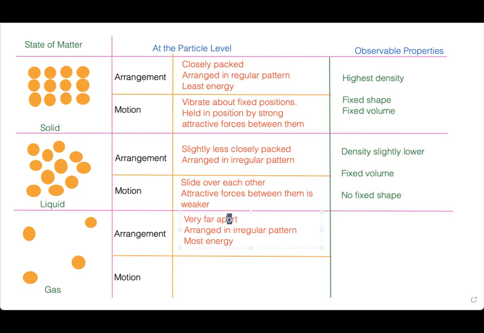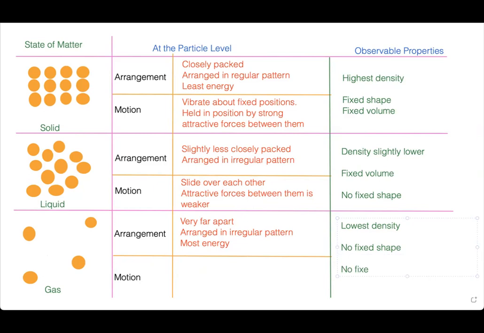So from here, can you tell that they are very far apart? So therefore, their density will have to be the greatest or smallest? They have the lowest density. They are actually very far apart, so their density is the lowest. Because they are in a very irregular pattern, they have no fixed shape. And because there is a lot of space between them, you can compress the gas or expand the gases easily. So therefore there is no fixed volume.